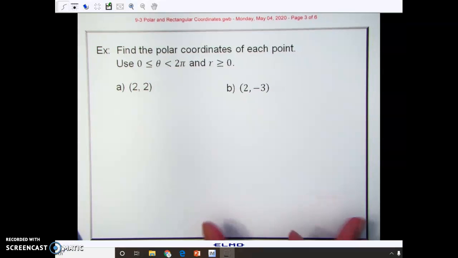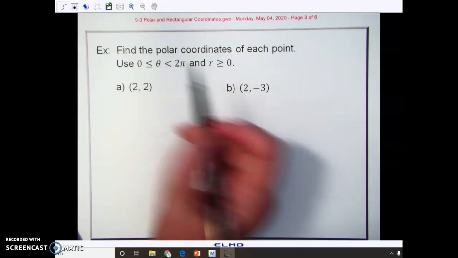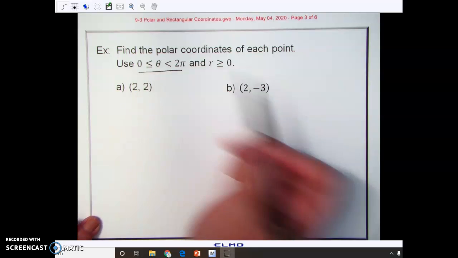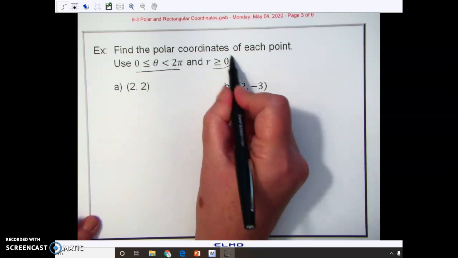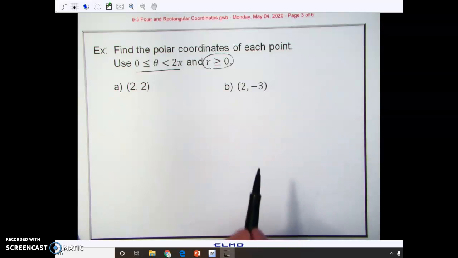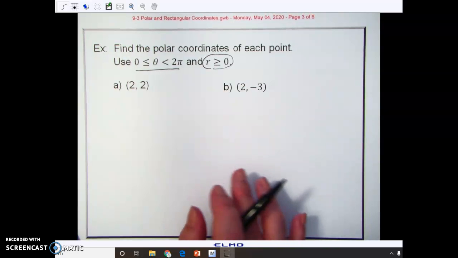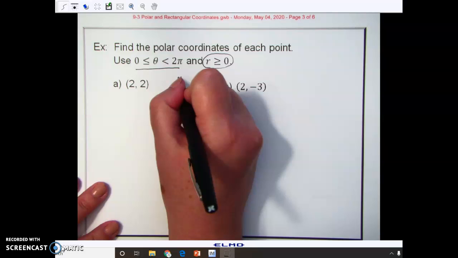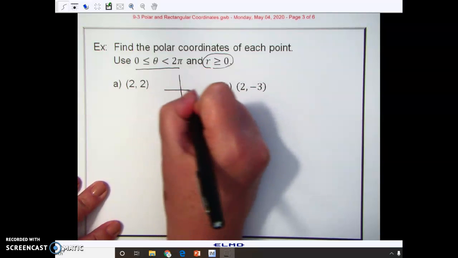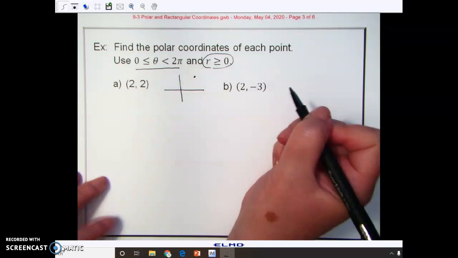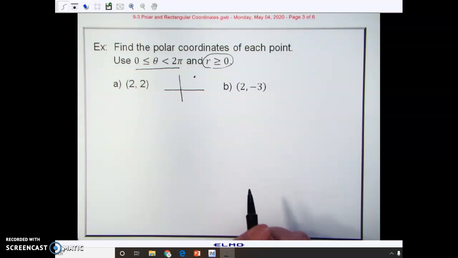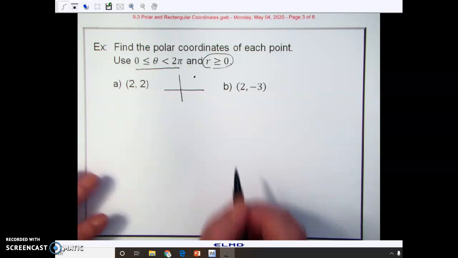So if we take a look at these examples, this is talking about theta could be anywhere in that first revolution, and we're only going to talk about positive R values. We're not going to worry about going in opposite directions. So if we take a look at A, first thing we want to do is sketch what that would look like. So (2, 2) would be somewhere in quadrant 1. So we would expect theta to be somewhere between 0 and 90 degrees.